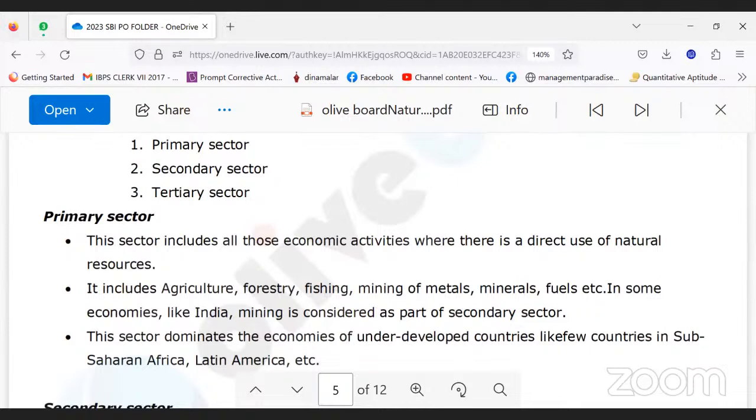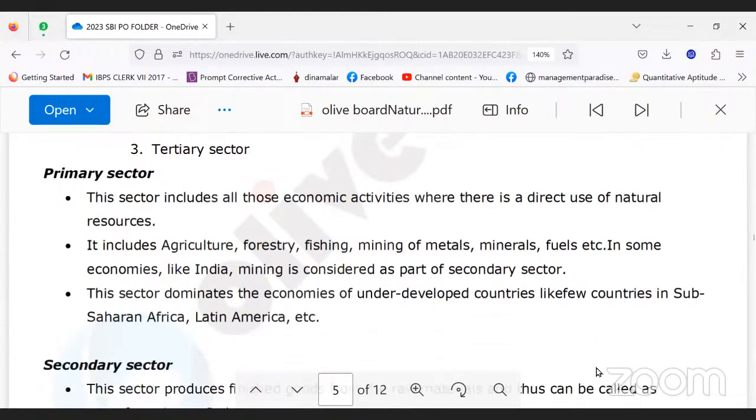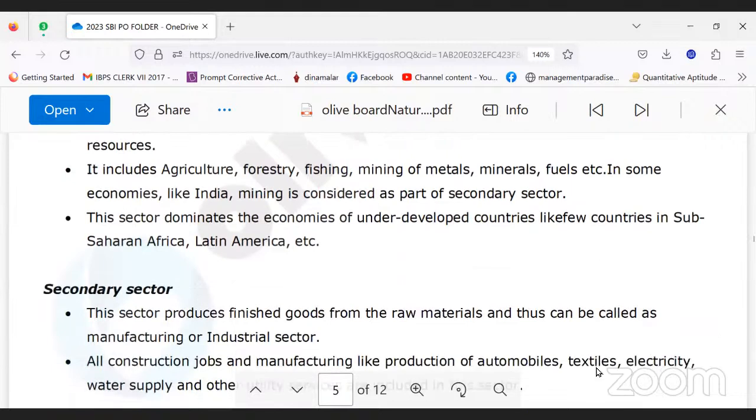Primary sector. This sector includes all those economic activities where there is a direct use of natural resources. It includes agriculture, forestry, fishing, and mining of metals, minerals, fuels, etc. In some economies like India, mining is considered a part of the secondary sector. This sector dominates the economies of underdeveloped countries like a few countries in sub-Saharan Africa, Latin America, etc.